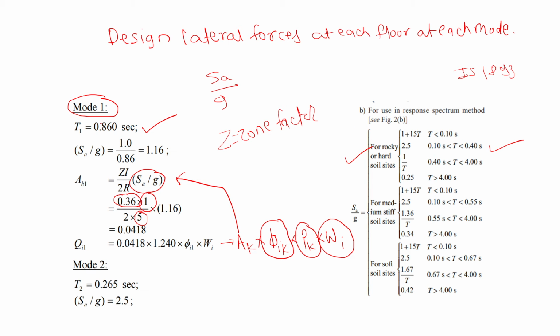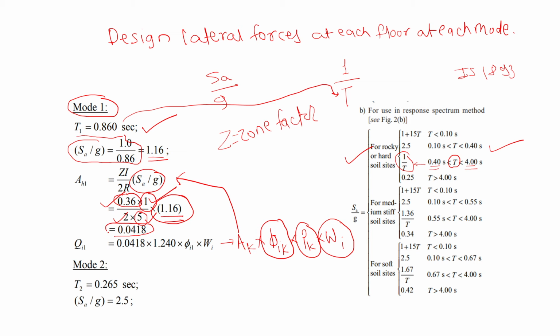So what we have to do here, we have to check the time period. Time period is 0.860. So that time period will be here, means greater than 0.4 but less than 4. So for that, SA by G value will be 1 by T. So 1 divided by T. So T is 0.860. So that's what I have written here, SA by G. So if you solve this, you will get the value. Okay, so put this value here. So Z by 2, I by R, and this is SA by G. So you will get the coefficient here.